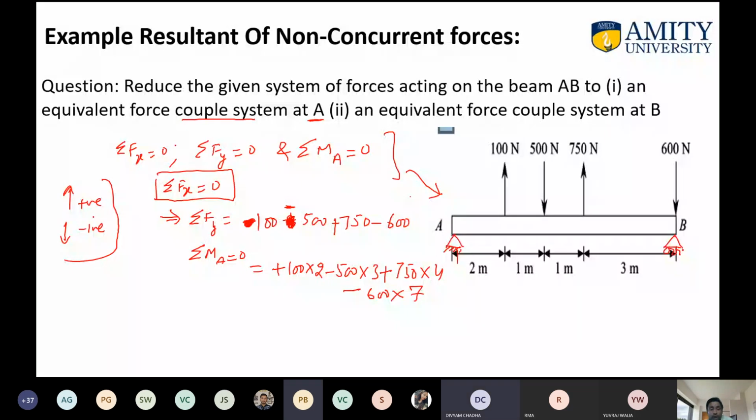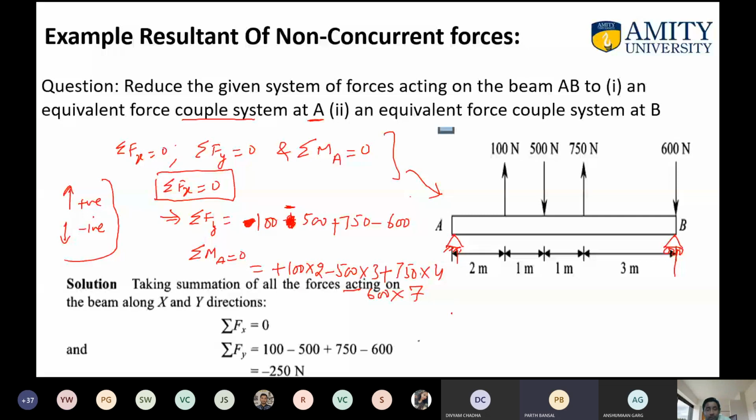Fine. Yes, sir. Sir, summation of movement is coming positive 2500. Let us see the answer. Here it is coming minus. There is no issue, whatever it is coming.